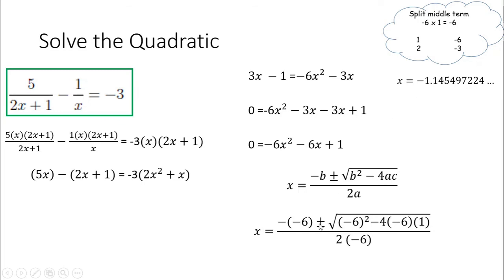This is my answer when I'm adding, and that works out to be approximately negative 1.15, because the 4 with a 5 after it rounded up. If I minus here, I get the answer x is equal to 0.145497224. Again, I wouldn't write the whole thing out.